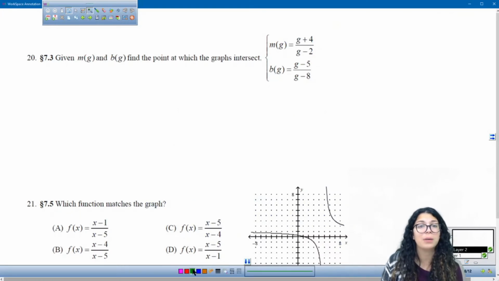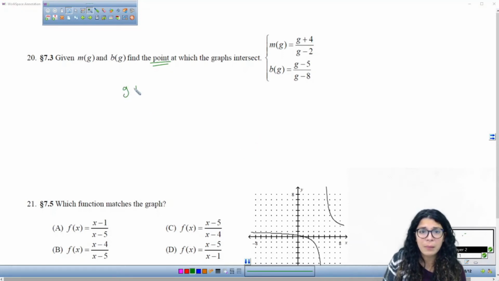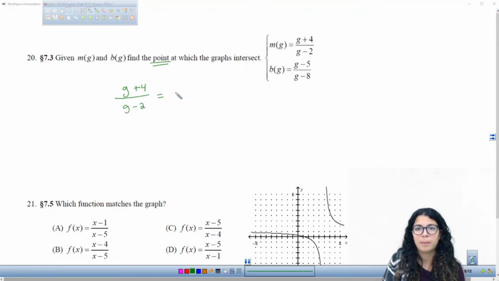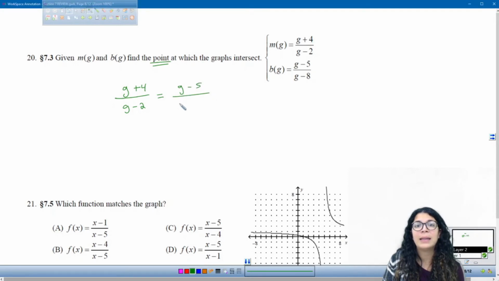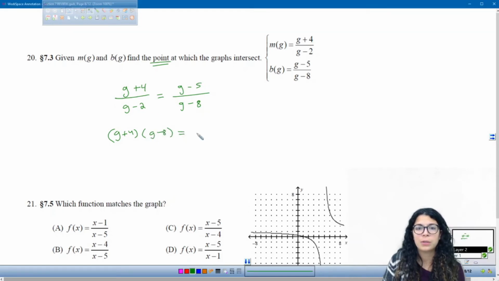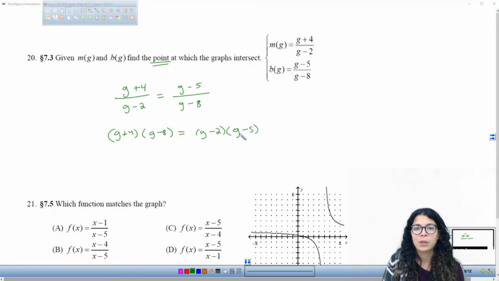Very similar question, but in this case, they are asking me for the entire point of intersection. So I'm going to check where m of g equals b of g, and I need that entire ordered pair point that they intersect. So I'm going to go ahead and cross multiply, right? g plus 4 times g minus 8 equals g minus 2 times g minus 5. So let's go ahead and distribute and distribute.